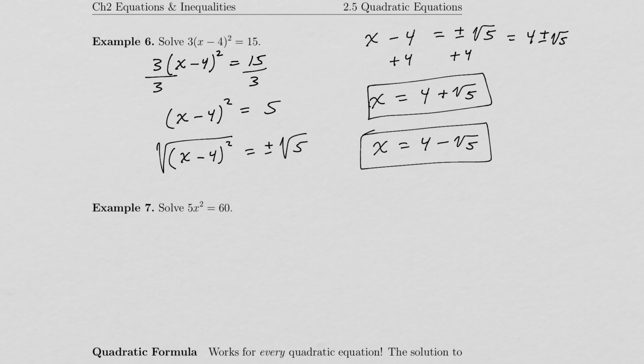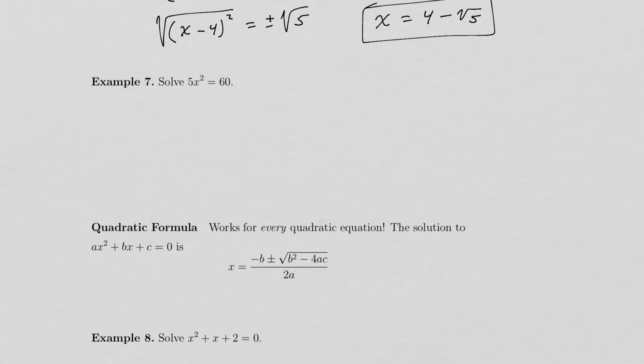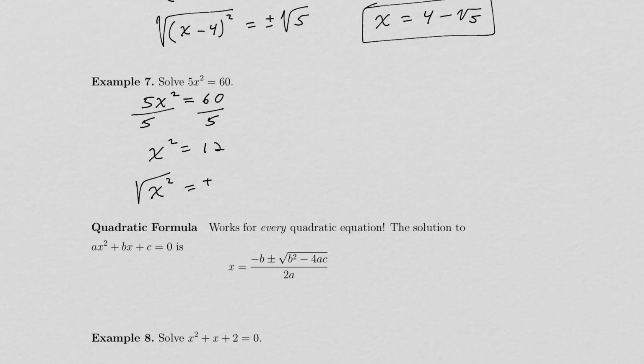Okay, and then here we'll do another one. Same thing. In this case, I can isolate the x squared term, right, by dividing both sides by 5. So I'm going to get x squared is equal to, what's that, 12, right? 60 divided by 5. Use the square root property. Don't forget that it could be positive or negative. And then probably want to simplify this.